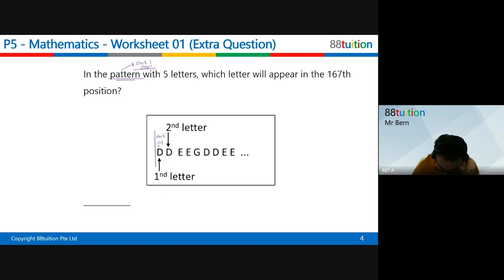So where's the stop? D, D, E, E, G, D, D, E, E. Can you see now? Down here, you repeat it again. So D, D, E, E, G, this is the stop. That means the first D down here is the start. So D, D, E, E, G. Is that okay? So again, children, what do you see?